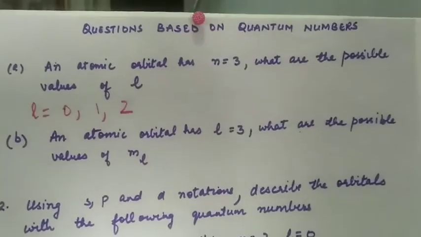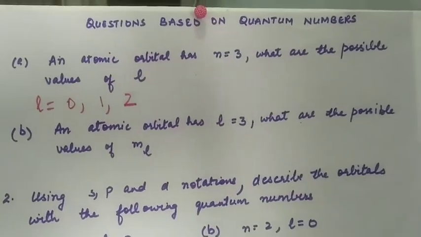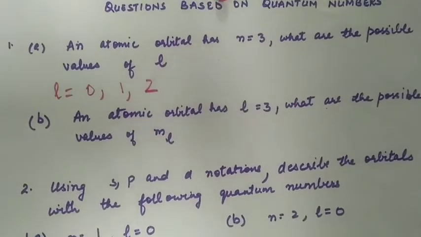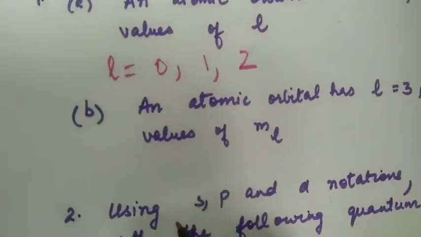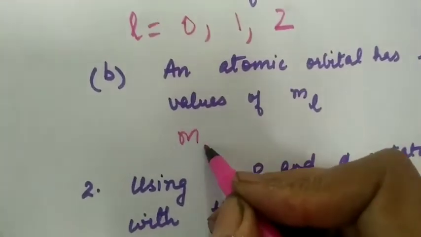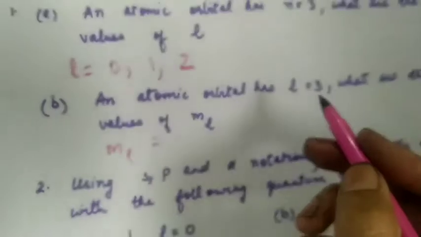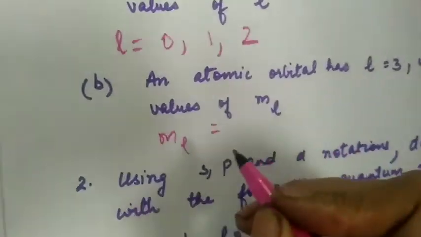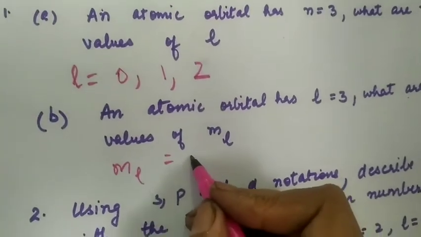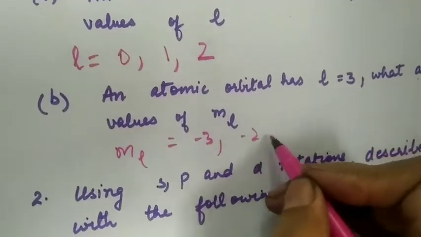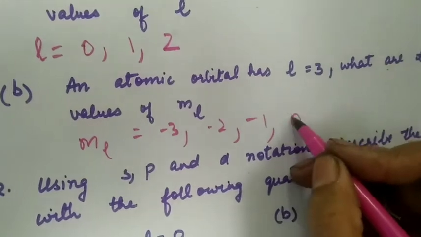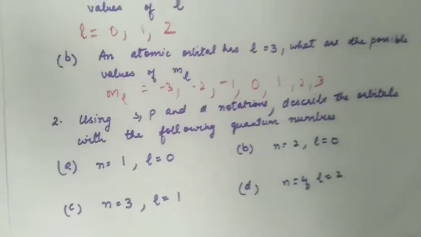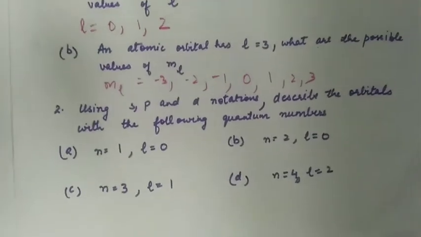Similarly, next question, an atomic orbital has L is equal to 3. What are the possible values of ML? So ML can be from minus L to 0 to plus L. So these can be minus 3, minus 2, minus 1, 0, plus 1, plus 2 and plus 3. So there are 7 orbitals.